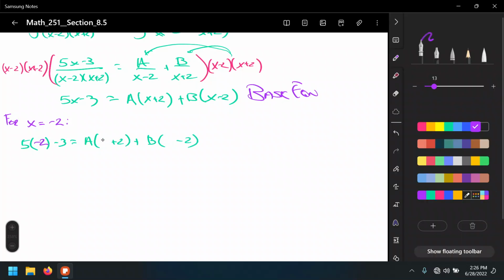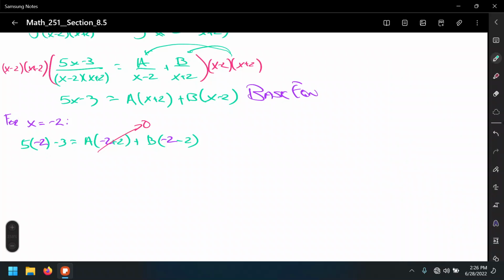That's a negative 2, and negative 2. Of course, this term is going to go to 0 because negative 2 plus 2, that's a 0. And be careful with the negative signs here. That's 5 times negative 2, which is negative 10, minus 3. That's going to be negative 13.